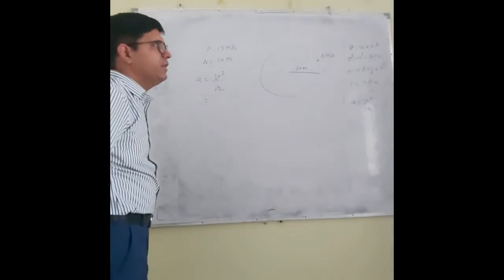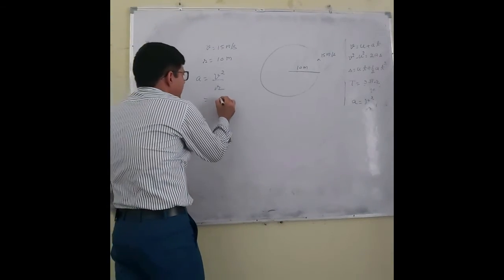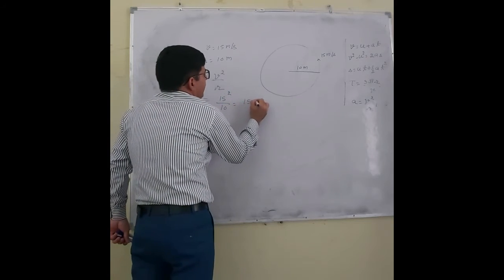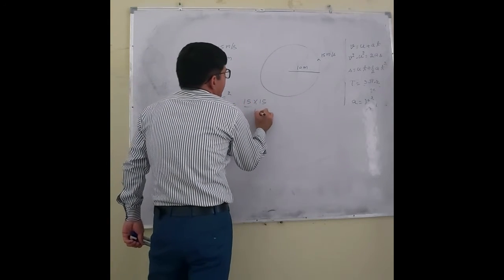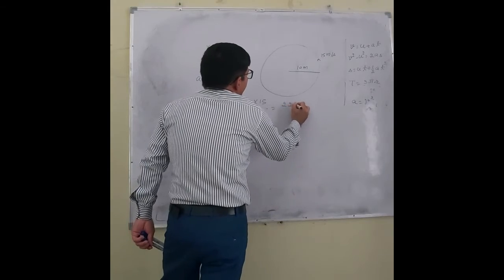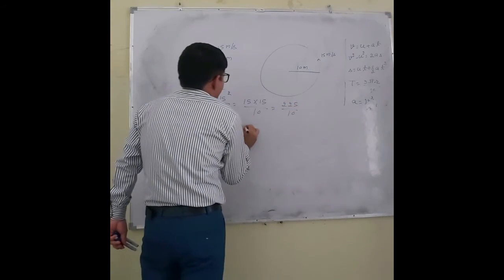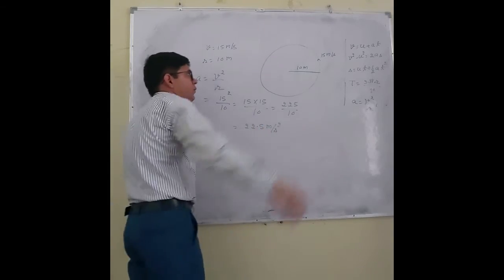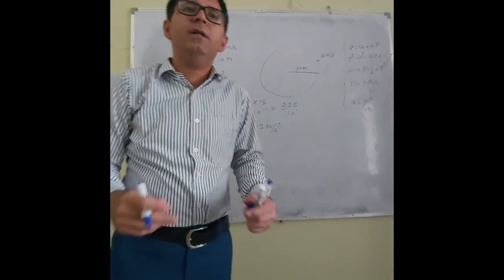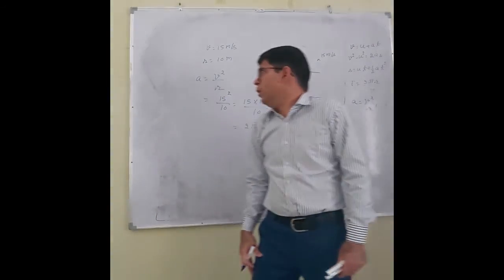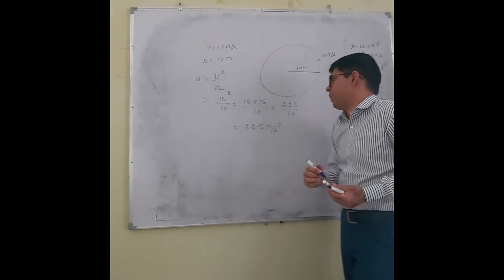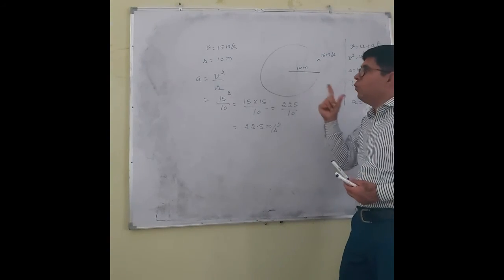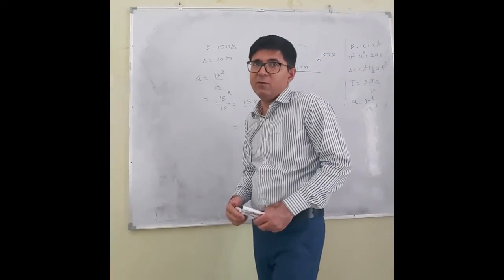What is v? v is the speed. So it will be 15 square by 10. 15 multiplied by 15 by 10. It is 225 by 10. So this is 22.5 meter per second square. So what does it mean? It means that the body is moving with an acceleration of 22.5 meter per second square.